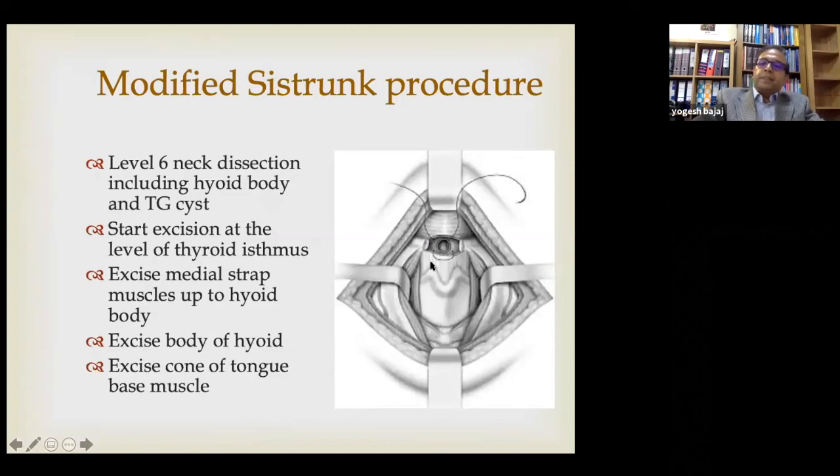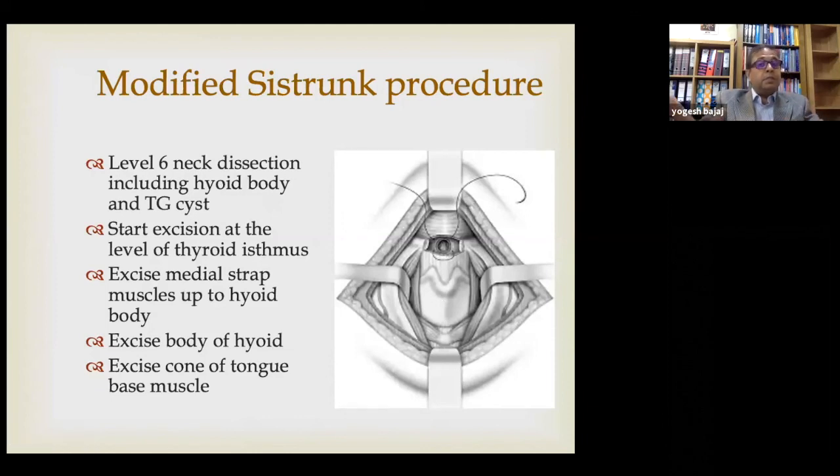Because, for example, your cyst is here, but embryologically, the tract is going right to the thyroid isthmus. If you start from here, you leave that tract behind. It is possible you might have a recurrence there. Then you're in a bigger situation. So I would rather do one proper operation.